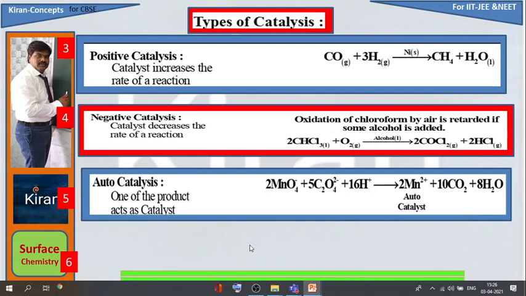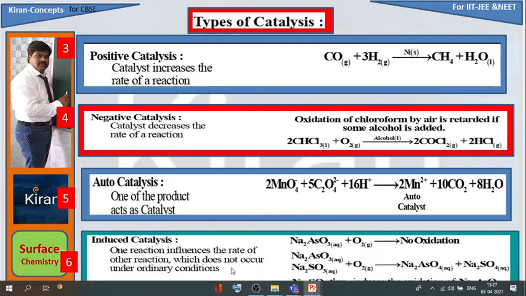Autocatalysis. Without adding any catalyst, the reactant molecules themselves act as a catalyst. Such kind of chemical reactions all come under autocatalysis. Here manganese ion, or potassium permanganate KMnO4, Mn2+ acts as an autocatalyst. So MnO4- plus oxalic acid H2C2O4, the ionic equation I have written here, plus 16H+, you are getting Mn2+ plus 10CO2 plus 8H2O. So this reaction indicates autocatalysis.